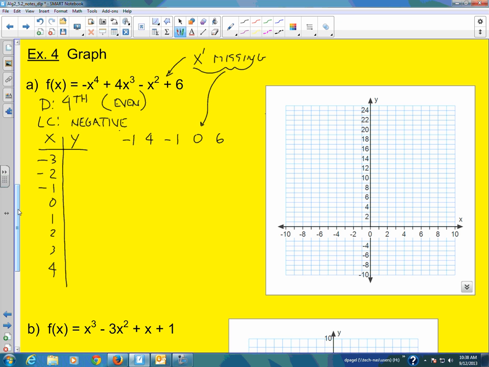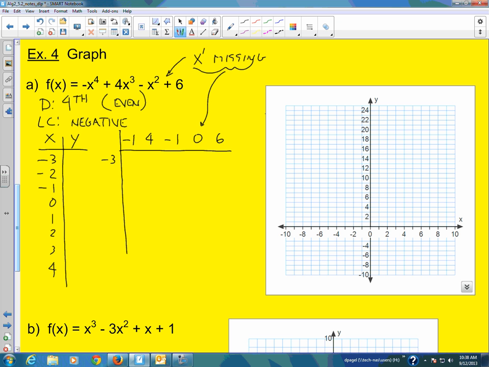Now I'm going to do a little modified synthetic substitution. I'm not going to show you the second step where we show you the bars. And again, this is just something you're going to get comfortable with. So what I'm doing here is I'm generating the y values for my t-table by using synthetic substitution. The first thing I'm going to test is a -3.